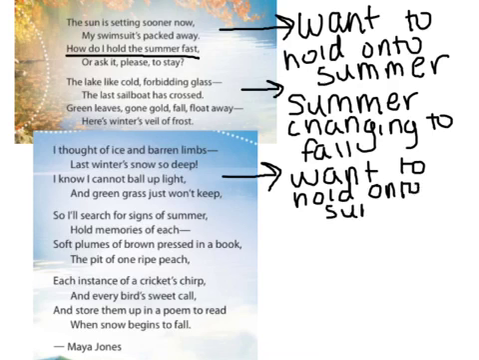Alright, the next stanza. So I'll search for signs of summer, hold memories of each, soft plumes of brown pressed in a book, the pit of one ripe peach. So here in my head, I'm picturing a person thinking of all the different things that they can look for that are signs of summer, that are picturesque summer things, and how they're going to hold the memories of these, how they're going to press them in a book like they would the soft plumes or the soft feathers in the pit of a ripe peach.